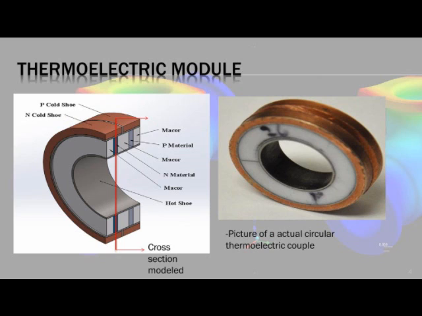gas from the exhaust system flowing through the center and a cooling jacket placed on the outside to cool the module. On the left, the cross-section view shows that every couple has an N and P leg, and that for our analysis we will be modeling the cross-section of one skutterudite leg.